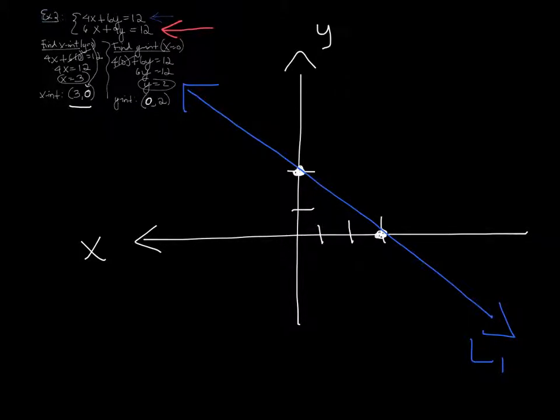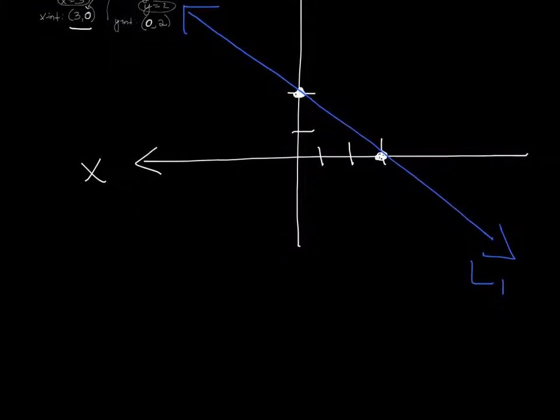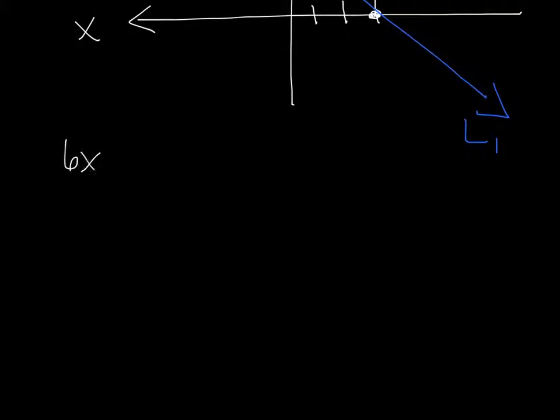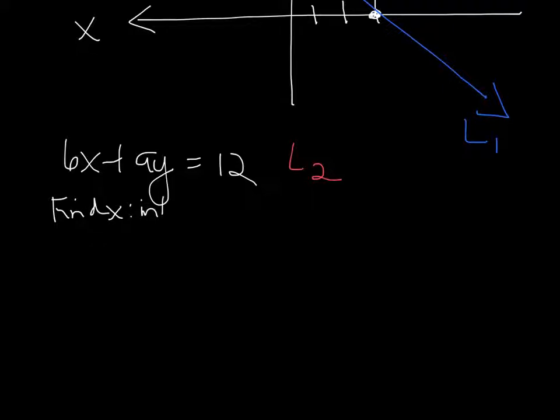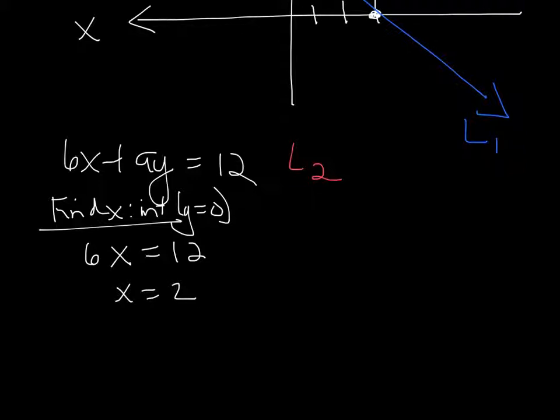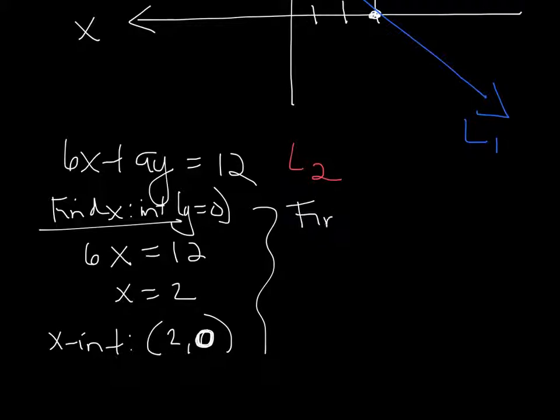So let's see, 6x plus 9y equals 12. So this is going to be line 2. So again, find the x-intercept, right? y is 0. So this is 6x equals 12, right? Because y is 0. x equals 2. So what is my x-intercept? It is (2, 0).